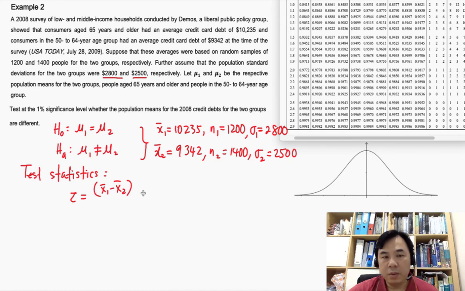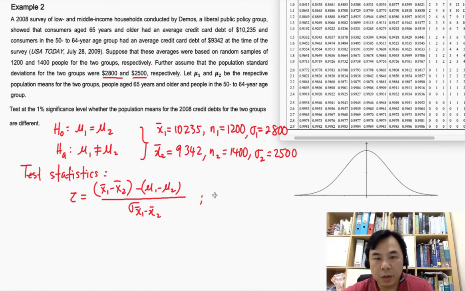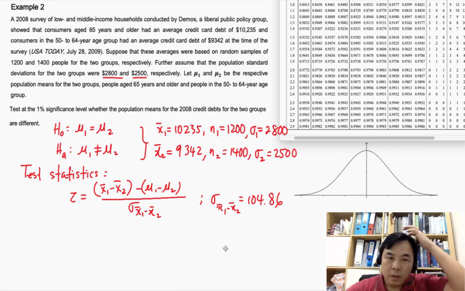So the mean difference divided by this value here, the standard error or margin of error. Now we have calculated the margin of error from our first question just now. That actually gave us 104.86 previously.